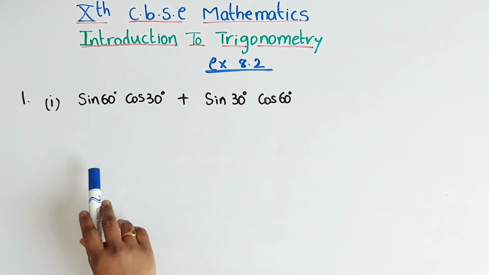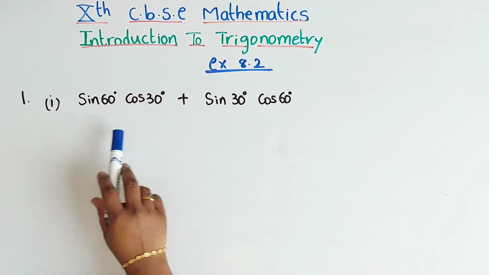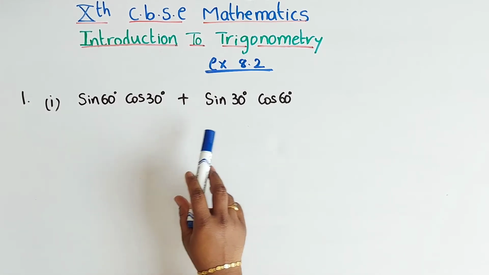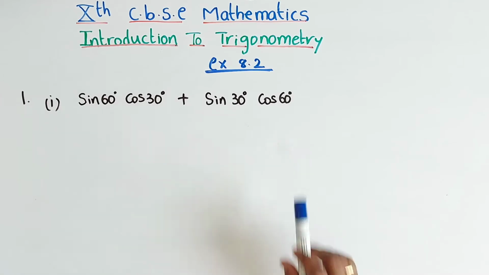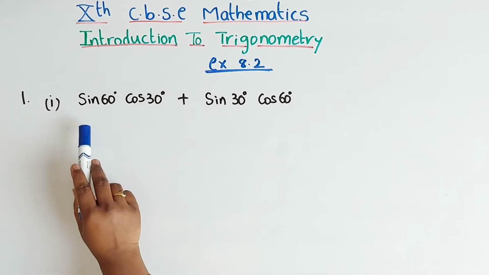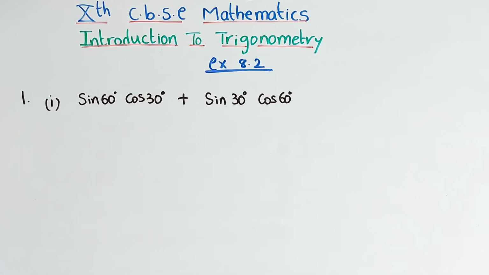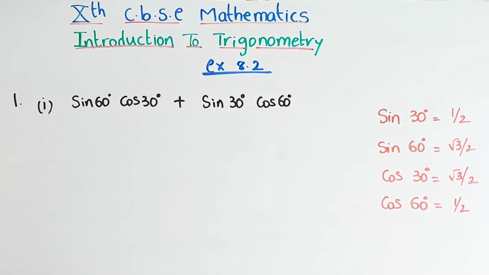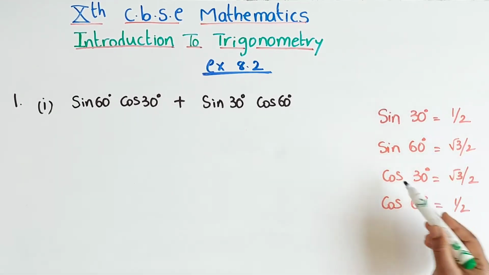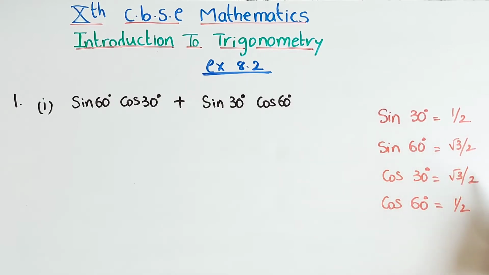First question, children: evaluate sin 60 degrees cos 30 degrees plus sin 30 degrees cos 60 degrees. We'll first write the values of sin 60, cos 30, sin 30 and cos 60. Then we can simplify the question. Here we have the values, children. Sin 30 equals 1 by 2, sin 60 equals root 3 by 2, cos 30 equals root 3 by 2, cos 60 equals 1 by 2.